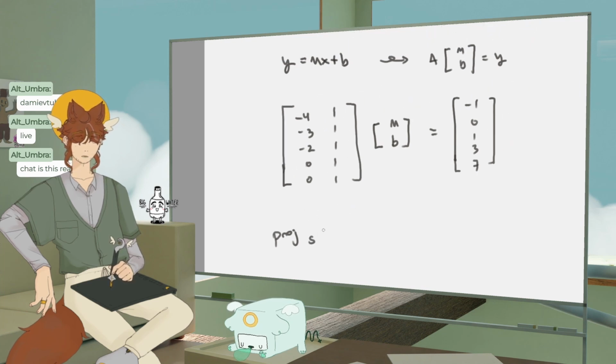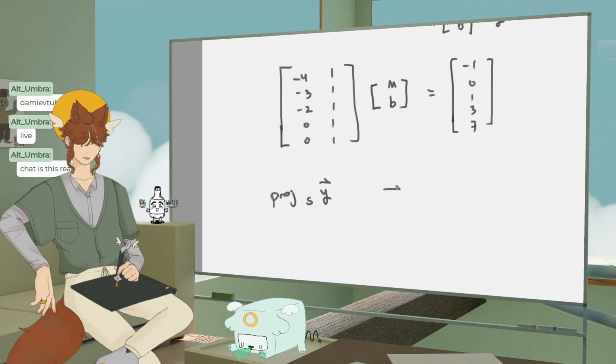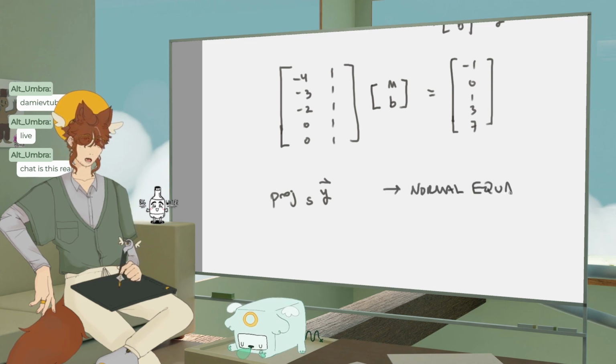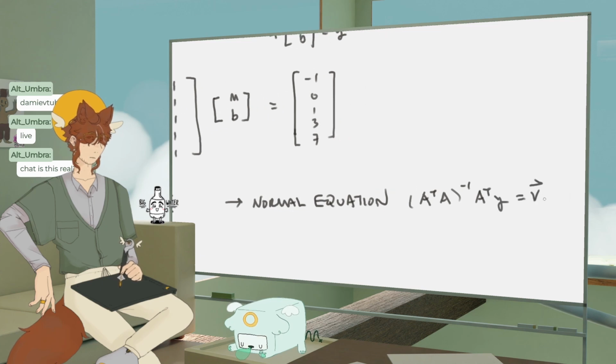Now we could use an orthogonal basis. We could Gram-Schmidt orthogonalize. Or we could be smart and we could do the normal equation. So the normal equation, I remember that that's what I'm doing. I believe it is this. It's A transpose A inverse times A transpose Y equals, in our case, M, B.